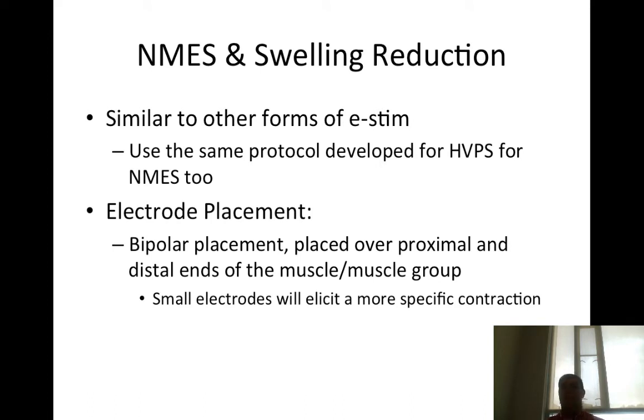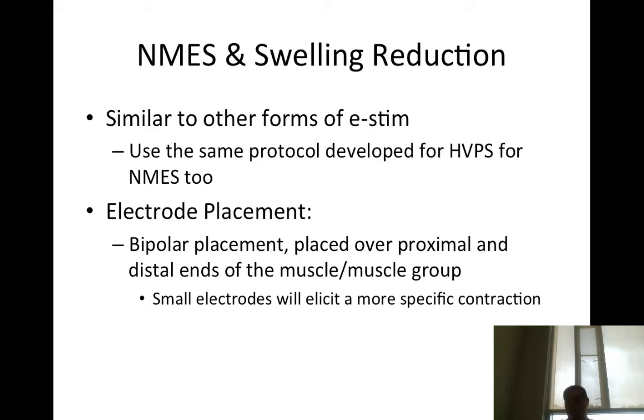Swelling reduction is similar to other forms of electrical stimulation. Use the same protocol developed for high volt pulse stimulation for NMES as well. So if you go back to the high volt slides, a couple slides ago, it's the exact same as NMES. We can have a bipolar two-pad placement over the proximal and distal ends of the muscle group. Distal means further away from the midpoint of your body, right? So my fingertip here is distal to my elbow. My elbow is more proximal than my thumb. Proximal, closer to the central part of the body, right?